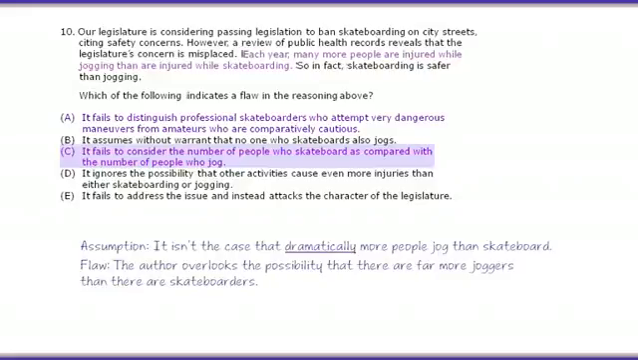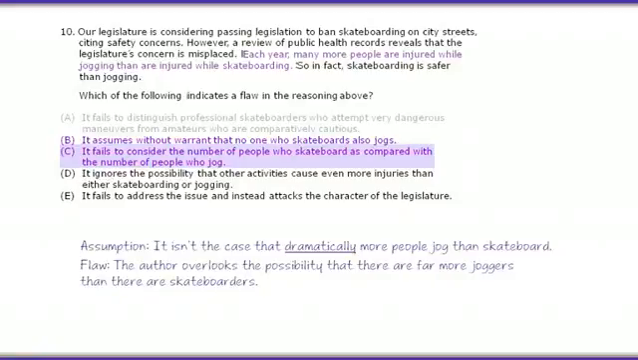Answer choice A makes an irrelevant comparison between professional and amateur skateboarders. The argument is about skateboarding in general, not about different kinds of skateboarding, so A is incorrect. Answer choice B is incorrect because the evidence explicitly states that more people are hurt while jogging than while skateboarding. Even if some people do engage in both activities, the conclusion is based on evidence about which activity they were doing when they were injured. It makes no difference whether there is any overlap between joggers and skateboarders.